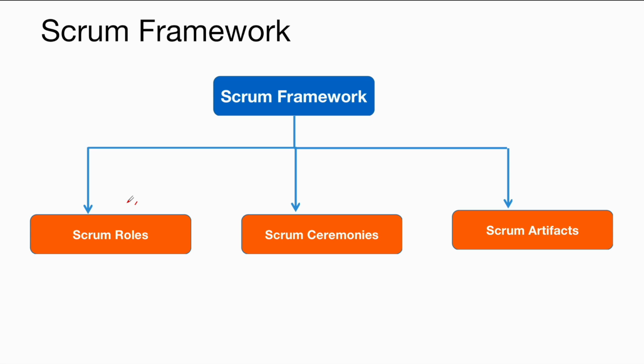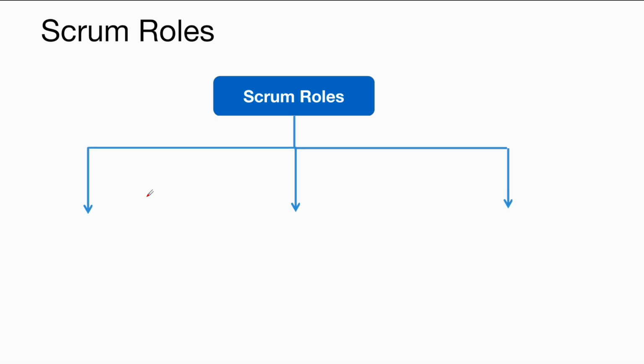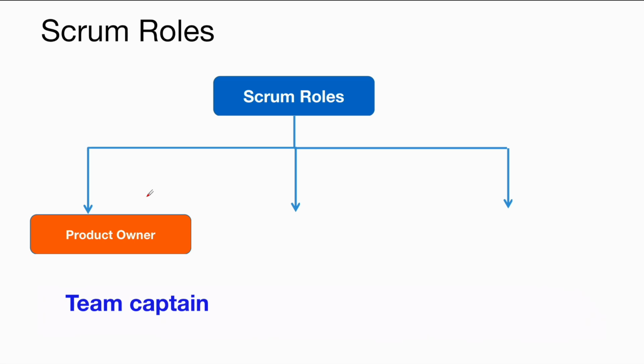Now let us discuss the different roles in the Scrum framework. Scrum framework has three different roles. Let us discuss the roles one by one. Product owner is one of the roles in the Scrum framework. Product owner is like a team captain who decides what the team will focus on and makes sure that the team understands what customers or users want and creates a list of features. The product owner needs to make sure that the team is building the right product that will make the users happy.